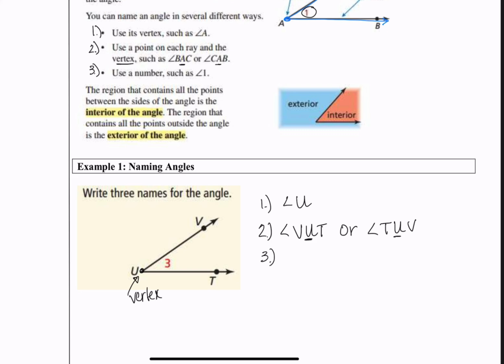And the third way, which won't always be possible, but since we are given a number in this angle, we can call this angle 3. So those are 3 different ways to name the exact same angle.